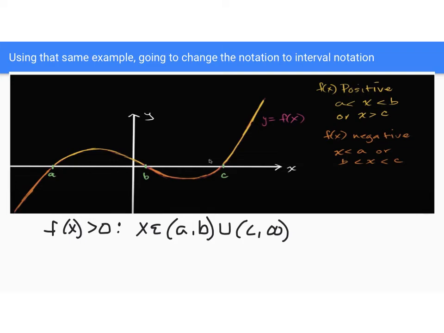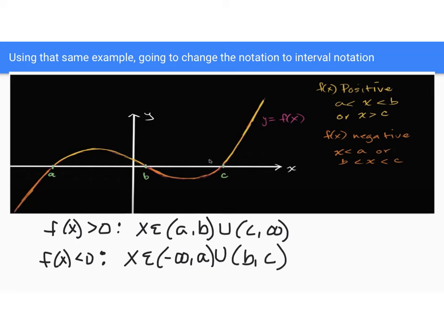If I want to talk about when f of x is negative, now again, I'm looking for when f of x is less than 0. We're describing it in terms of the x values, just like we did with our inequalities. So here, x is less than 0 when x is an element from negative infinity up to a in union with the region b to c. Again, we're using parentheses here because we are not including the x-intercepts or the zeros.